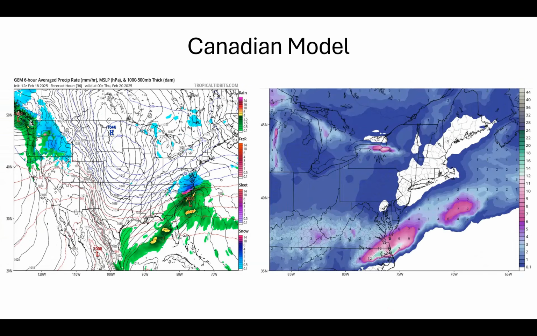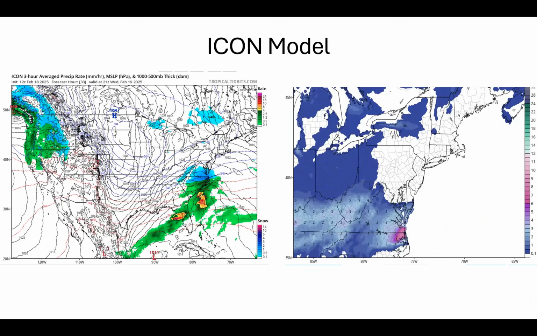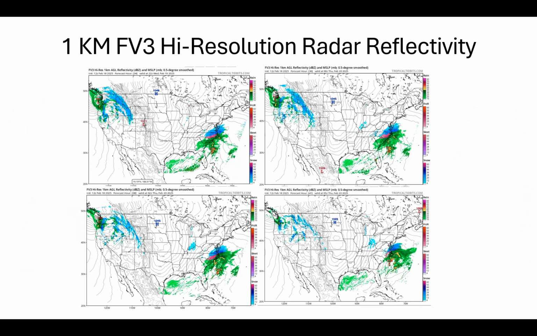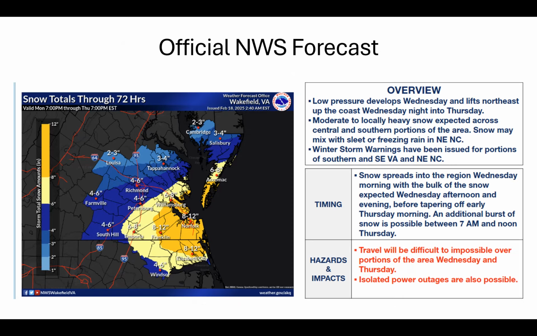The Canadian and the European really agree with the heaviest being just south of the Virginia line into far northeastern North Carolina. But in general, it's a big hit either way you cut it. Look at the Icon model, northeast to southwest orientation of the heaviest snow, same exact location. And then we've got the NAM 3K, very similar, same location for the heaviest snow. And then the orientation of these radar reflectivity, the blue showing the snow, a southwest to northeast orientation. So everything is lining up there.